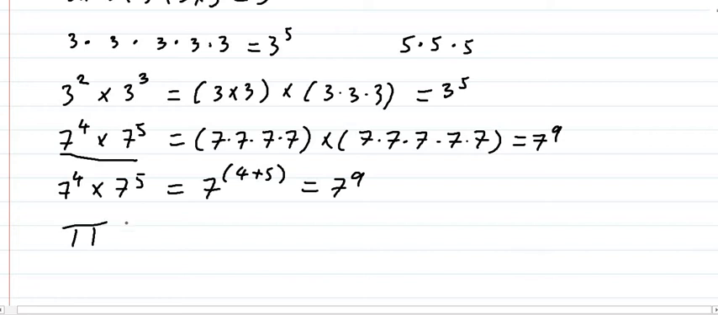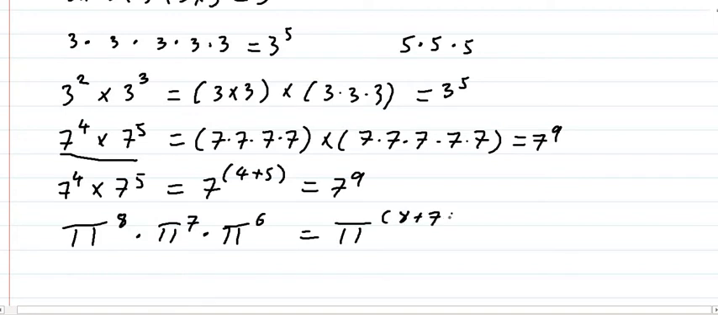I can apply this to numbers that have got special symbols, the most famous of which is probably pi, which is a number a little bit bigger than 3, it's about 3.14, and I could write out pi to the power of 8 times pi to the power of 7 times pi to the power of 6, and that's going to give me pi to the power of 8 plus 7 plus 6, and that's going to give me pi to the power of 21.